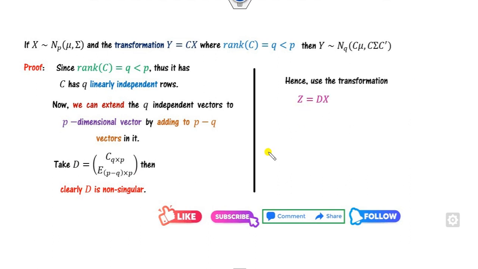So I can substitute this value. I called z as my d of x. I can substitute this value. What is that? D will be c of and e. If I multiply by x, it will be cx and ex.